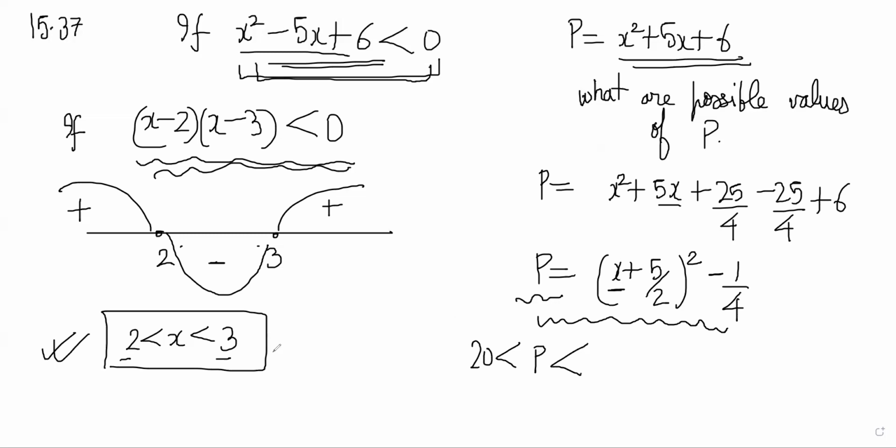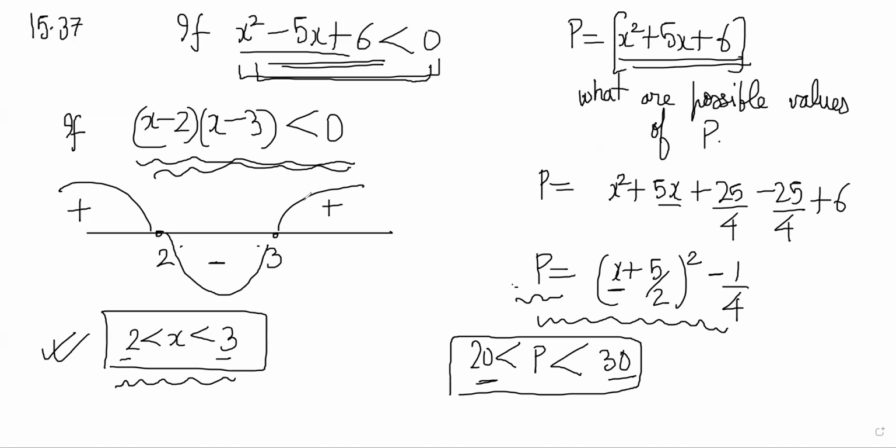And it will be less than, when you put 3 here, you'll get 11 by 2, and that will be 121 by 4 minus 1 by 4. So p is less than 30. I am getting the values of p depending on my values of x. My values of x are between 2 and 3, so p will be between 20 and 30. Okay, I understood.